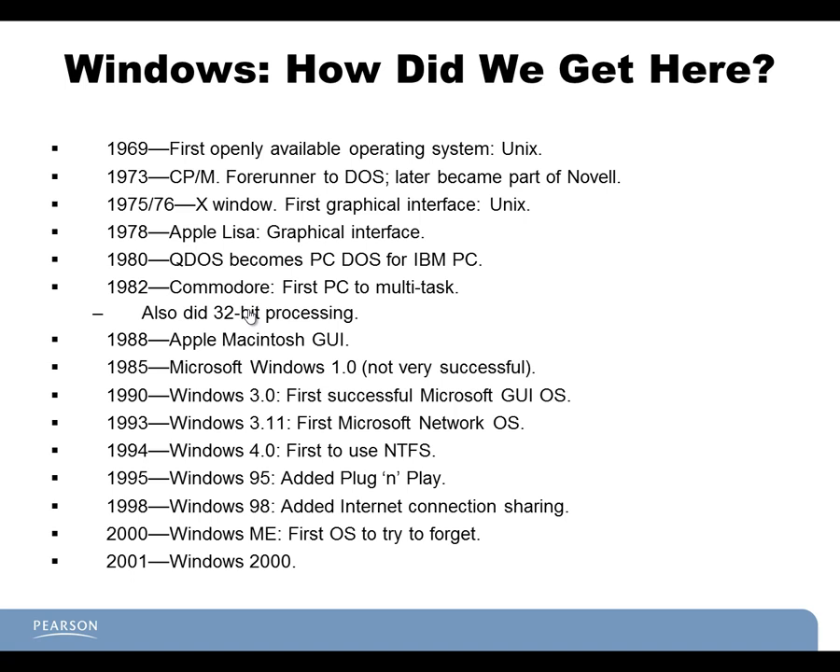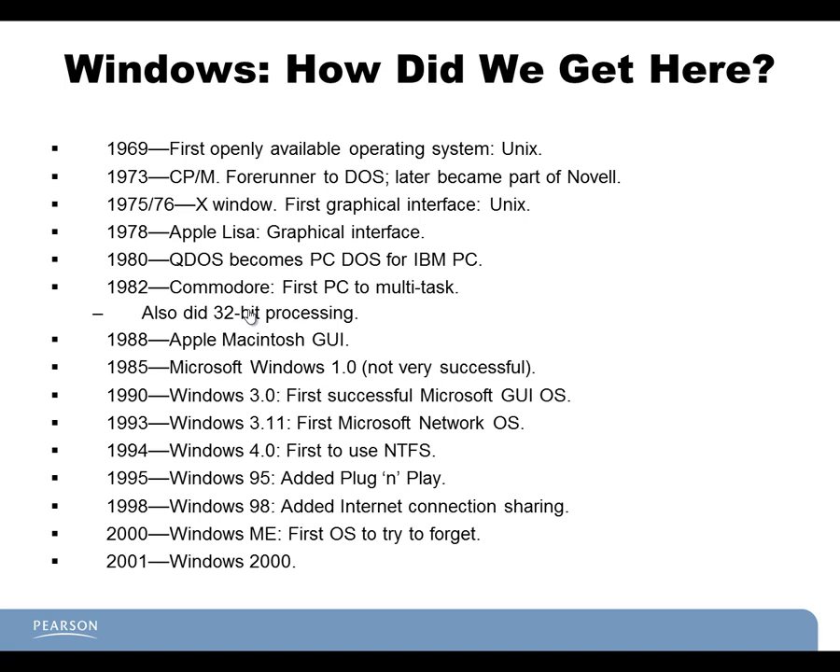That was the first thing that you could actually buy. Previous to that, all computers basically didn't have a standard operating system. Things were programmed on them as they were needed. In 1973, something called CP/M came out, and this is a forerunner to DOS.